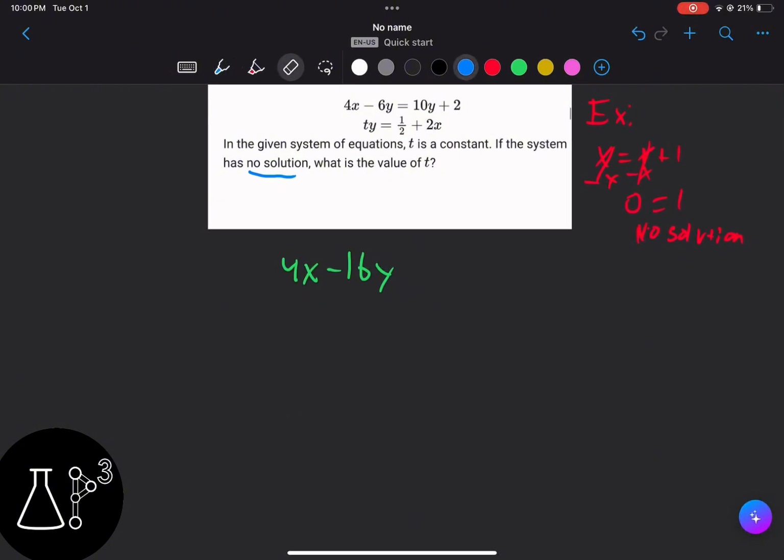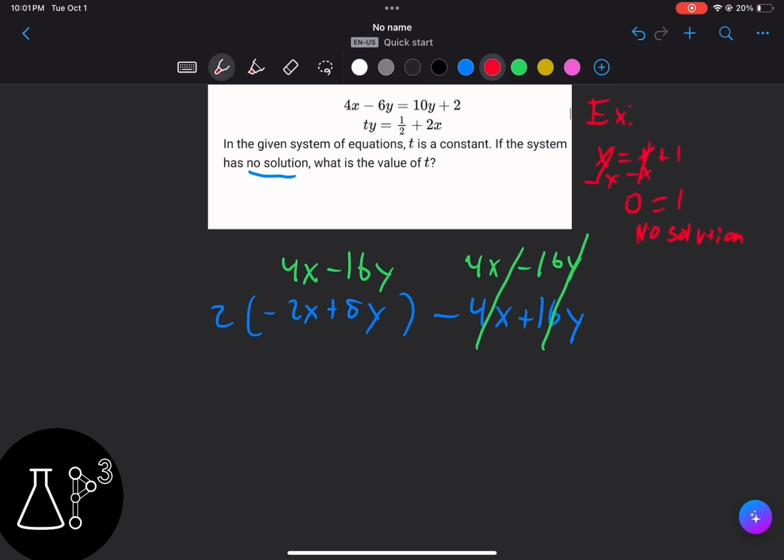It would be 8 because if we write it as negative 2x plus 8y, and we multiply this whole expression by 2, we get negative 4x plus 16y. And if we take the top, the green portion, we're left with 4x minus 16y. As we can see, both y and x values cancel out. So t is a constant, and what value makes it give no solution? It's when t equals 8.